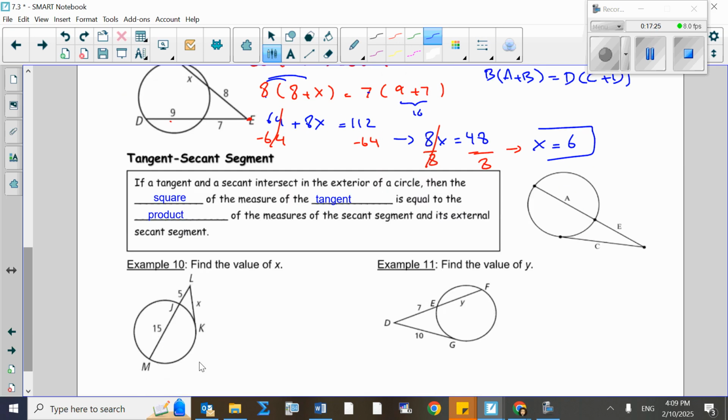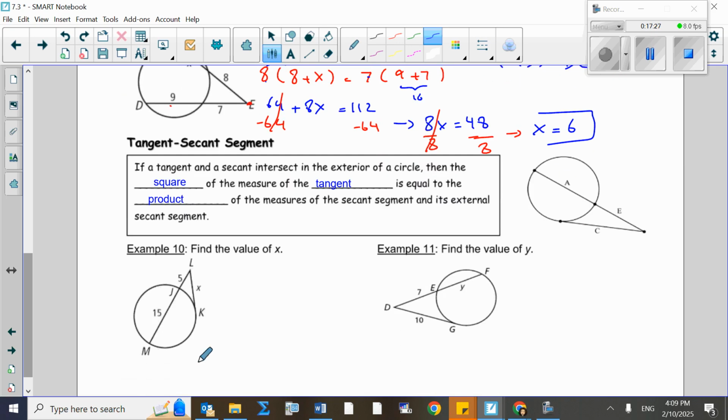Okay. Now the last theorem that we're going to learn is the tangent secant segment. So in this case, we have one tangent line. As you see, this is the tangent line because it's touching the circle at one point and it stops there. The other one is the secant line. So this is tangent. And this one is secant. So when you have one tangent and one secant segment, okay, what do we do here?